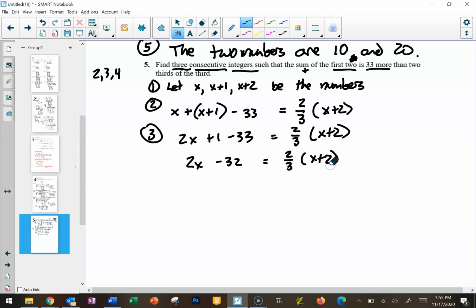Okay, now let's kill this fraction. I could have done it earlier, but let's kill it now. If I'm going to kill this fraction, I have to multiply everything by what's on the bottom, which is 3. So don't forget, every term separated by a plus or a minus needs to be multiplied by 3.